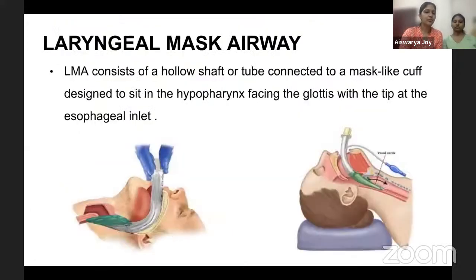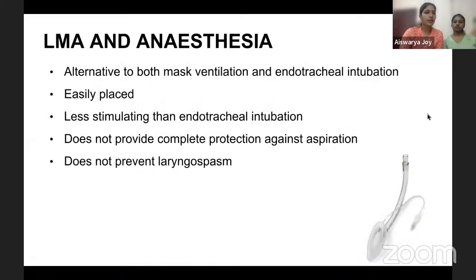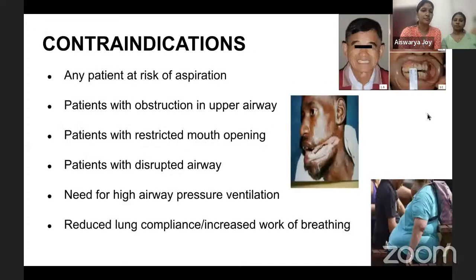Laryngeal mask airway consists of a hollow shaft or tube connected to a mask-like cuff designed to sit in the hypopharynx, facing the esophageal inlet. It's an alternative to both mask ventilation and endotracheal intubation. It can be easily placed. It doesn't need a specific insertion technique, so it can be used by paramedical staff and hospital staff in the cardiac arrest scenario. It is less stimulating than endotracheal intubation, but it does not provide complete protection against aspiration and does not prevent laryngospasm.